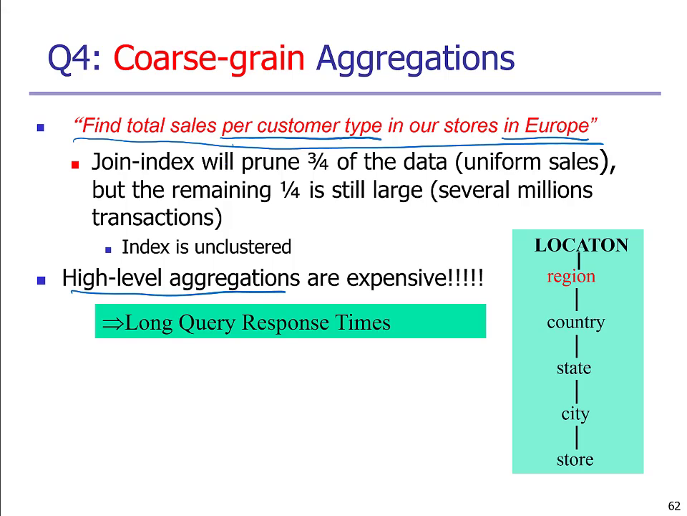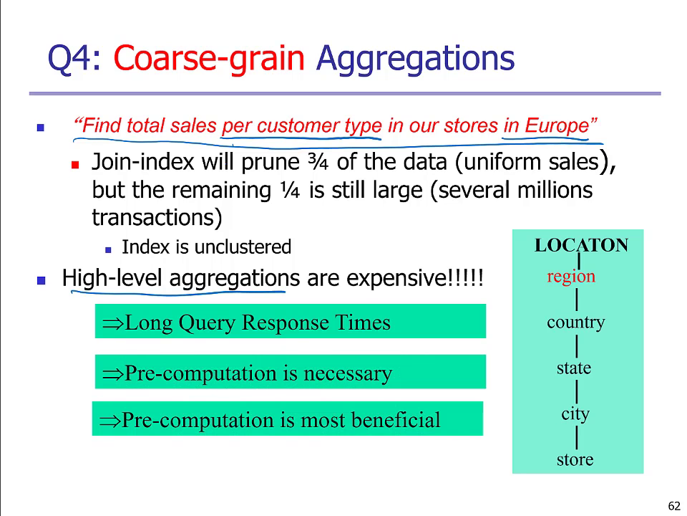If we postpone this aggregation until after we get all the transactions, it would be expensive. But if we have already done the aggregation on the time dimension, so we have per customer type, per store region, across all times, then it can significantly reduce the computation time, right? So pre-computation is necessary and most beneficial.